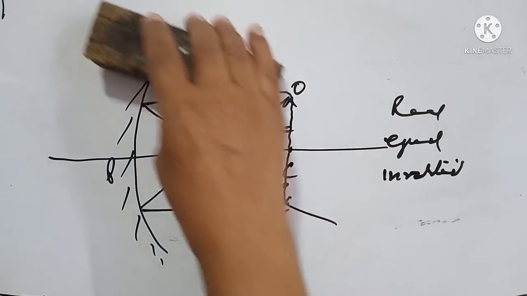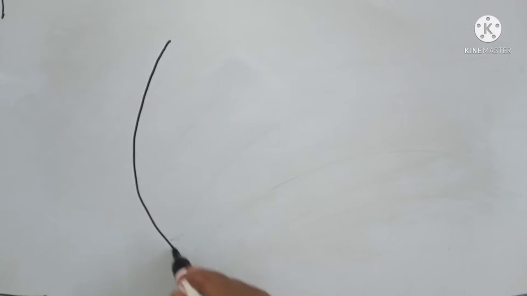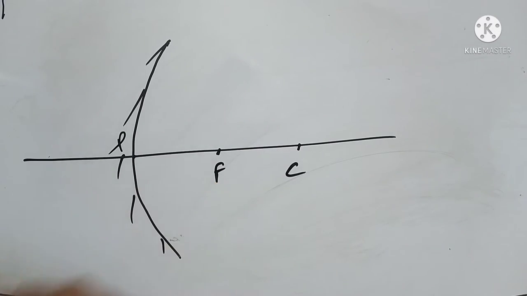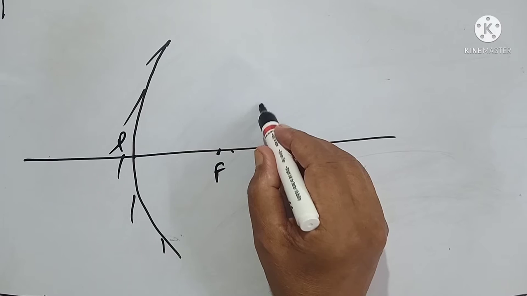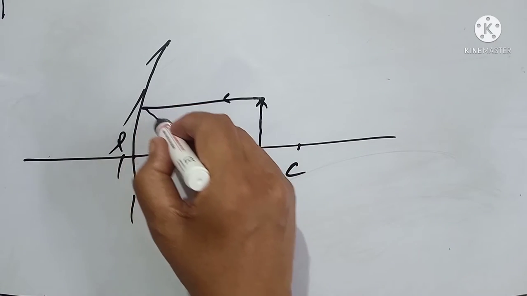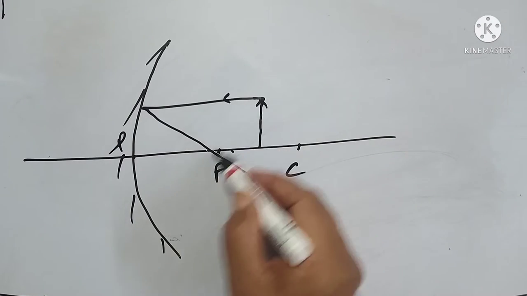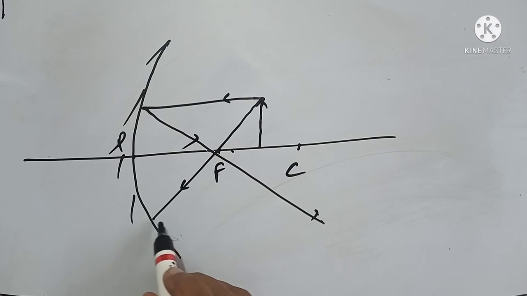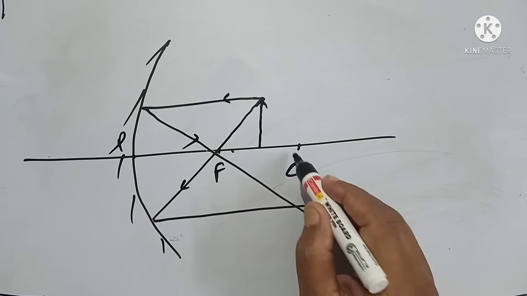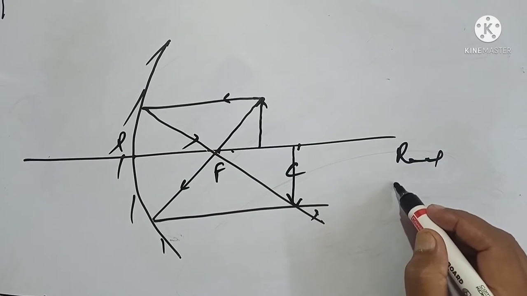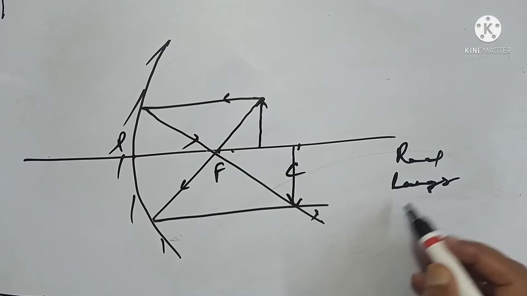We take another position. Mirror. This is C. This is F. This is O. We now put an object in between F and C, like this. Two rays. One parallel, passes through F, and the other is about to pass through the same. After reflection it becomes parallel, and so the image formation is like this. This is real, larger, and inverted.